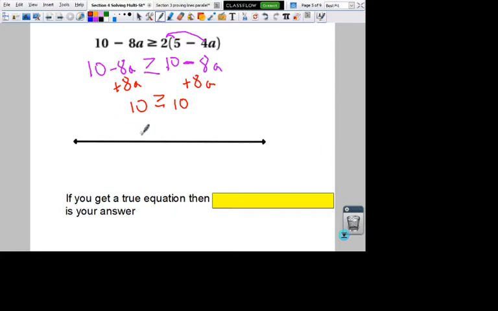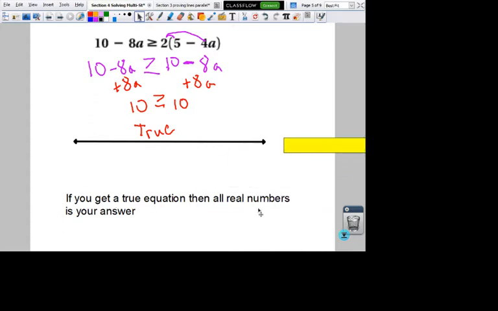That is true, right? So when we do inequalities, because this is true, my answer is all real numbers. Identity was the last chapter, which I really like that you guys remember. Whenever your variable disappears and you get a true statement, because 10 is equal to 10, my answer is all real numbers. And because I'm kind of lazy, I usually abbreviate it as ARN.